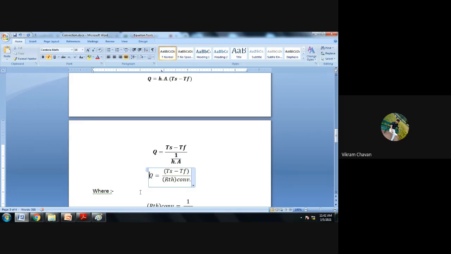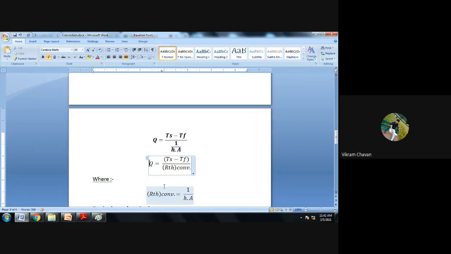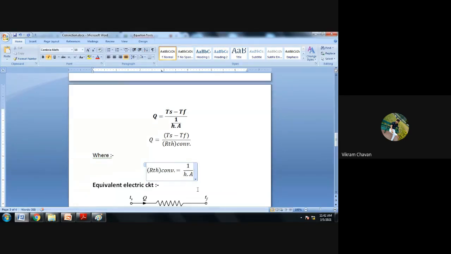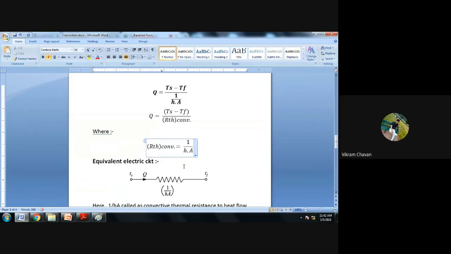So what will be the equation for R_TH convection? The thermal resistance offered for convective heat transfer will be equal to 1 upon H multiplied by A.